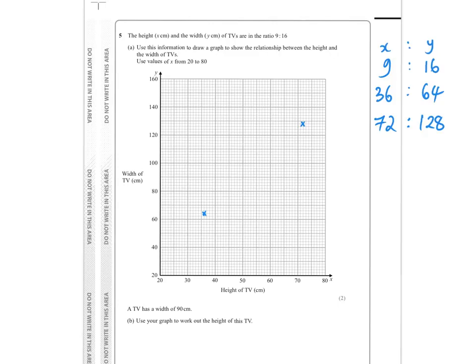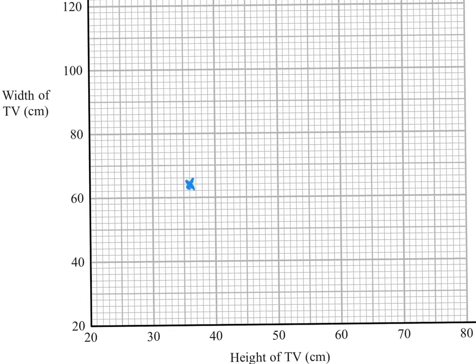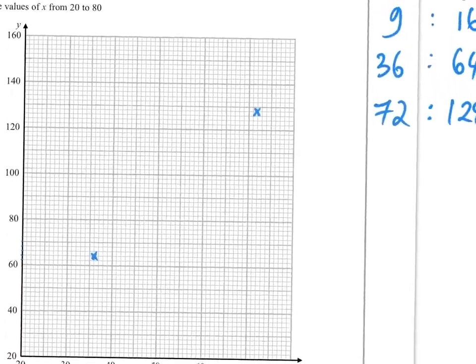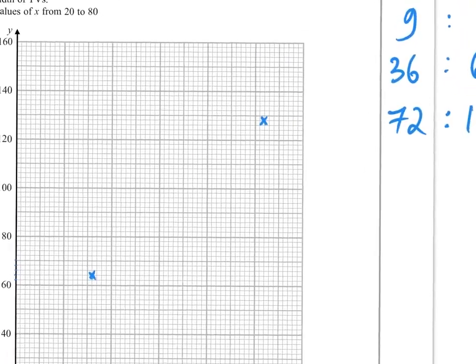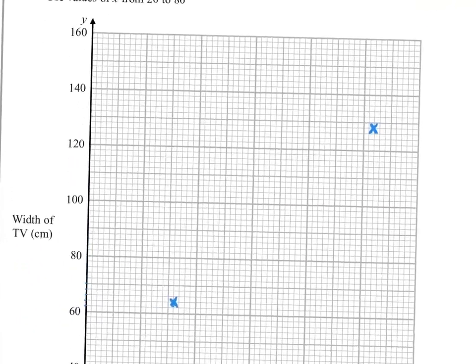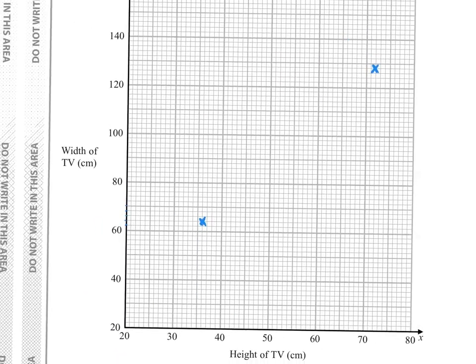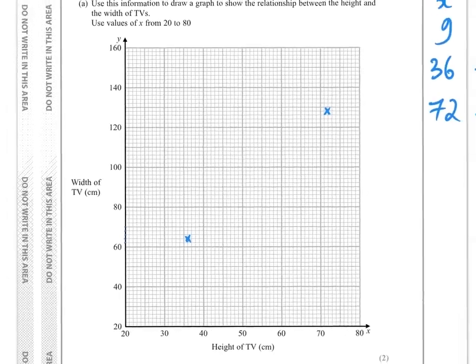In fact, I'll just zoom in and make sure. So 36, 64, yeah, because that goes up in twos, don't forget here. 62, 64, 66, 68. And then the other one, 72 along, and then 128, so nearly 130. Yeah, that should be fine. I'm then going to draw my line straight through there, so I don't want to mess this up.